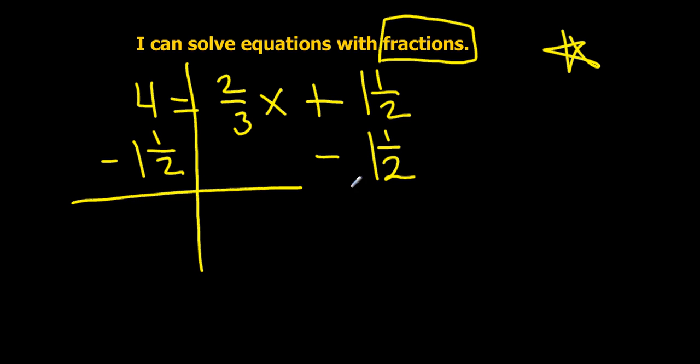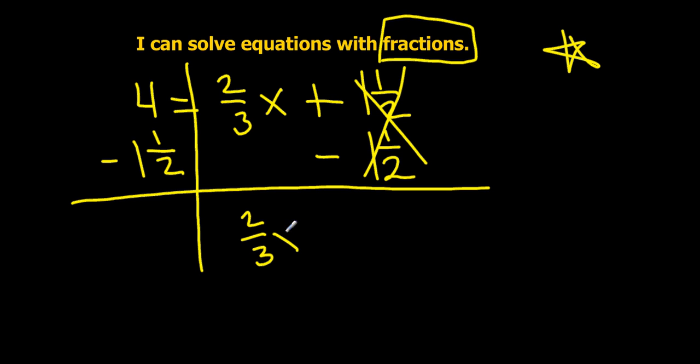So here we have it. We subtract 1 1/2 from both sides, because if we do something to one side of the equation, as long as we do it to the other, it stays balanced and equal, so these cancel. And I'm left over here with my 2/3 x. It's getting closer to being alone, equals 4 minus 1 1/2. Well, 4 minus 1 is 3, and minus another half would give me 2 1/2.